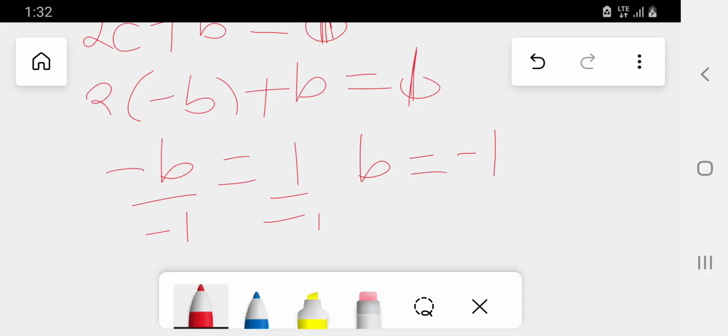So here we've already found two numbers that represent the coefficients of b and c. So the coefficients of b and c, we found that it's negative 1. So b is equal to negative 1 and c is equal to negative 1.